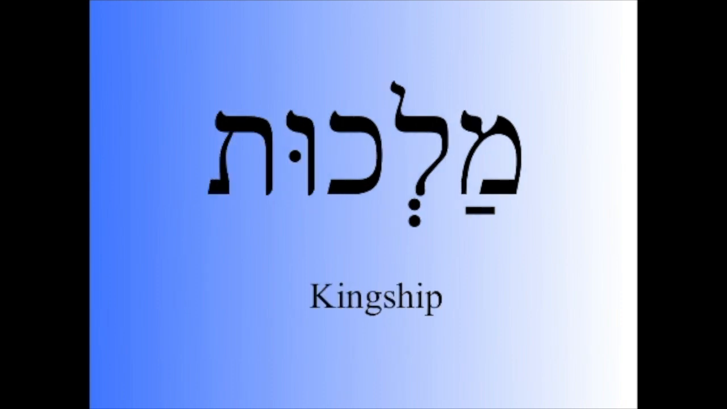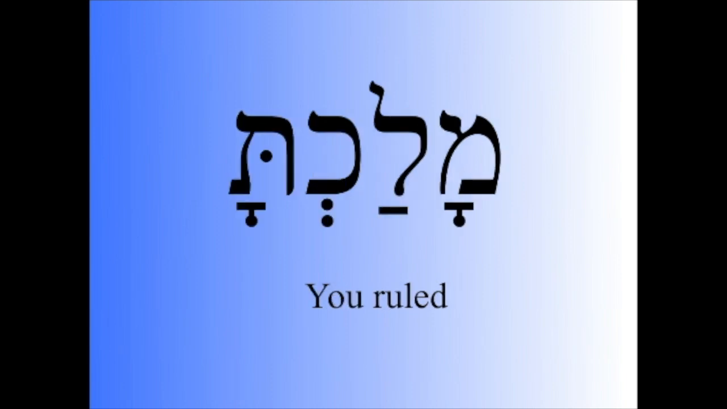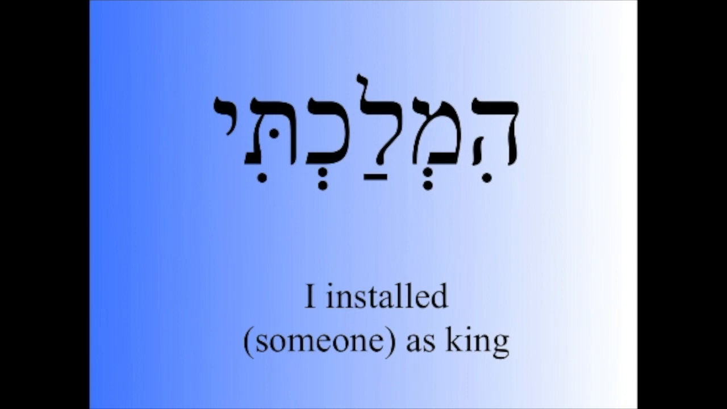You add an ut to mem, lamed, kaf, and you get kingship or kingdom. With another particular pattern of vowels, it becomes the verb, he ruled. And with those vowels plus a suffix, you ruled. Suffix and prefix turns it into the verb, I installed someone as king.